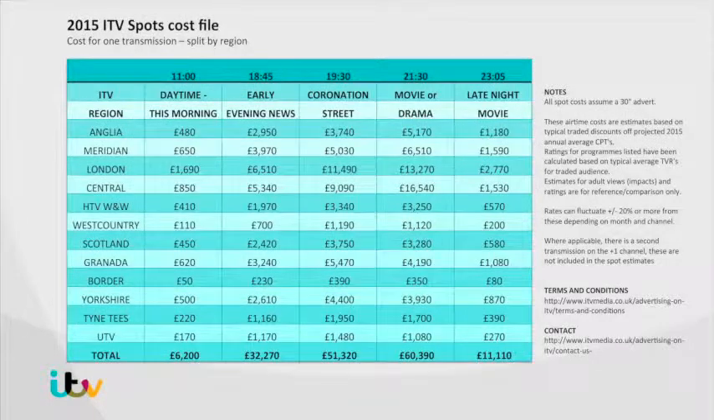A rate card is a document which has the prices and descriptions for various ad placement options available from a media outlet, and things like length of advert, where the advert is aired, the target audience, and the region will affect the price. For example, if you wanted to show an advert in London region at the same time as a movie or drama, that would cost you £13,270, and this is for a 30-second advert.